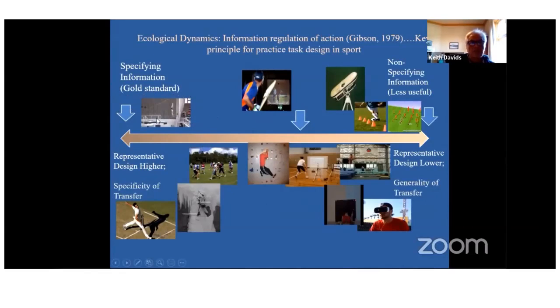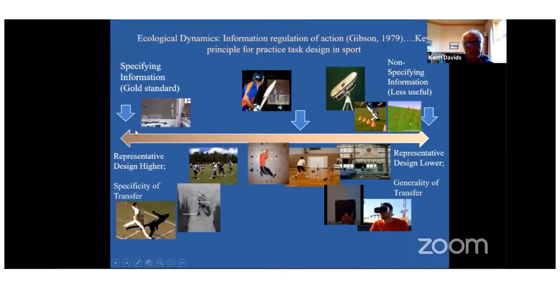So, in other words, if you want to become good at springboard diving or at fast bowling in cricket, ice climbing, you have to experience practice and performance in those specific environments, because the information that you use to regulate your actions is specific to those environments. And what we said in ecological dynamics is that these environments have higher representative design, or they're higher in representative learning design, to paraphrase Egon Brunswick's work in ecological psychology.